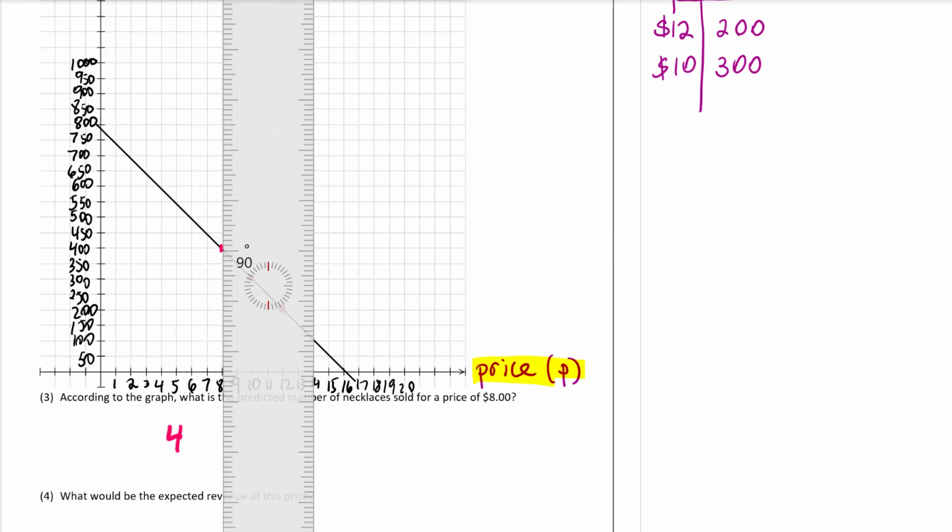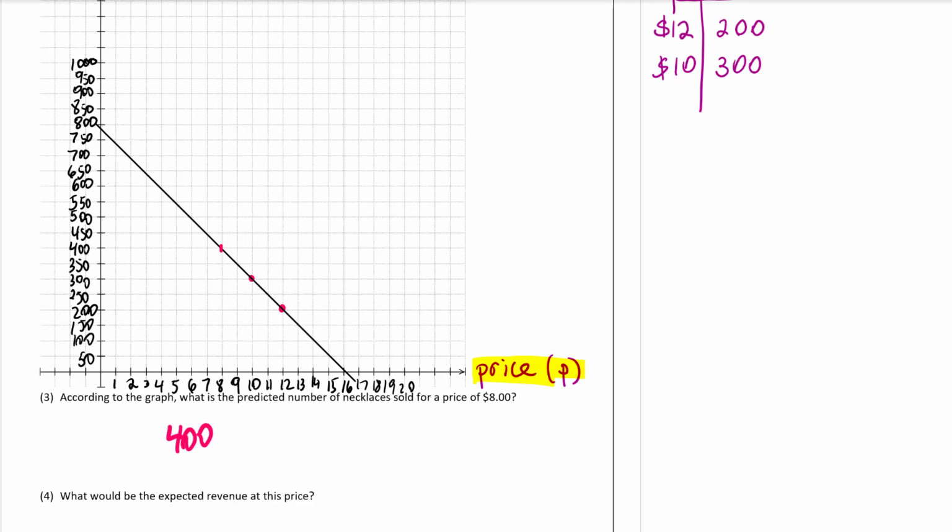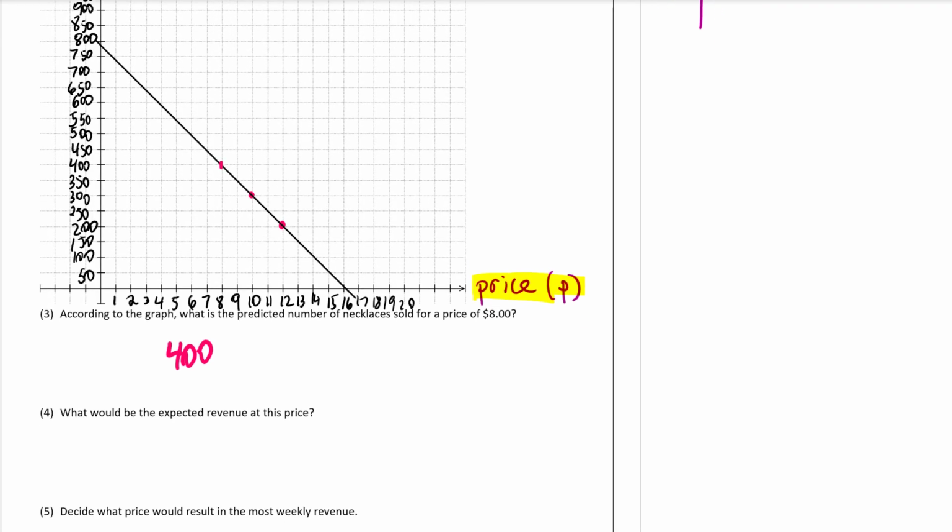All right, so it's 400. Now it's asking you, so what would be the revenue? So if you sell 400 at a price of $8, what would be the revenue? Go ahead. All right, so that would be $3,200, which is more than what we had before, right?